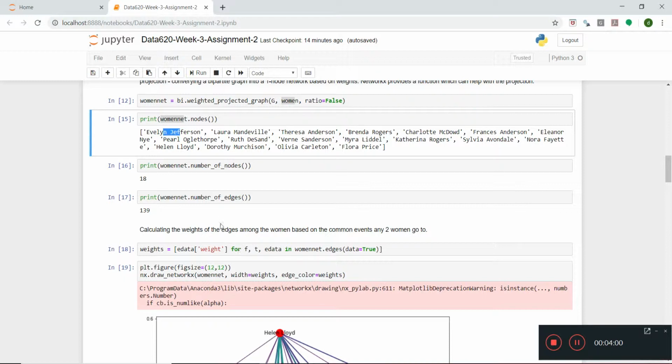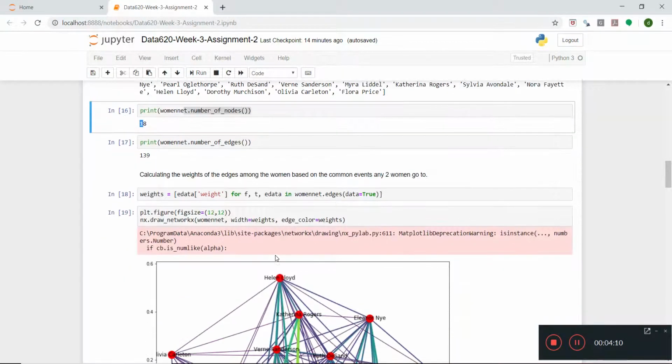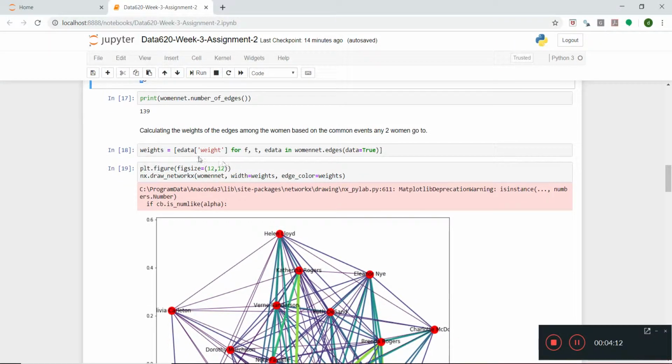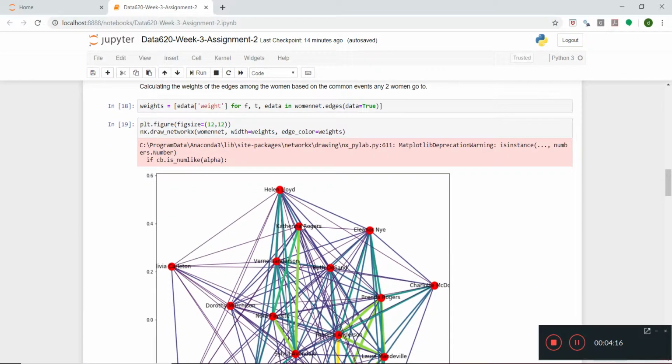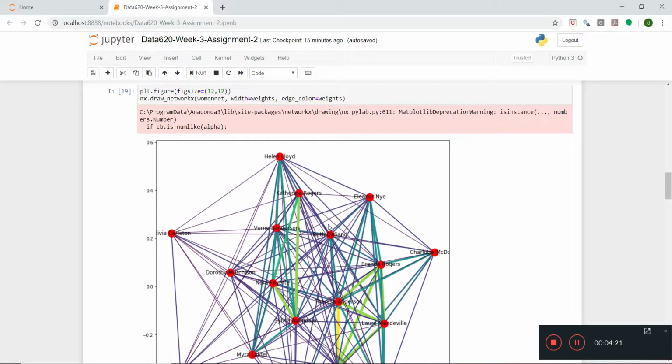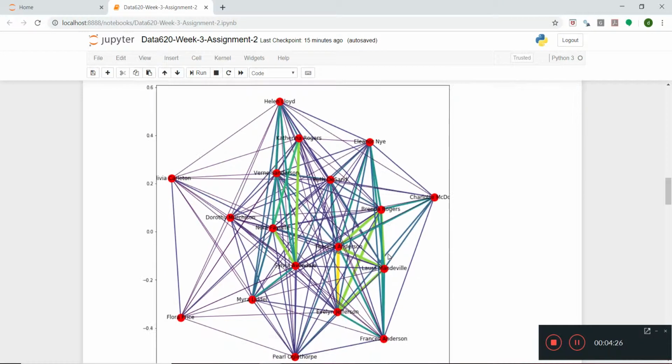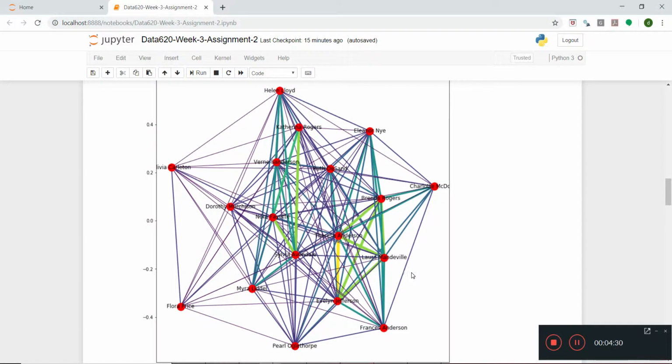If you see here, the number of nodes is the number of women that we had in total, and the number of edges is 139. We are plotting this one-node graph, which is a projected graph from the main bipartite graph, based on the common number of events any two women went to. This is the initial graph, and it gives us very good information.